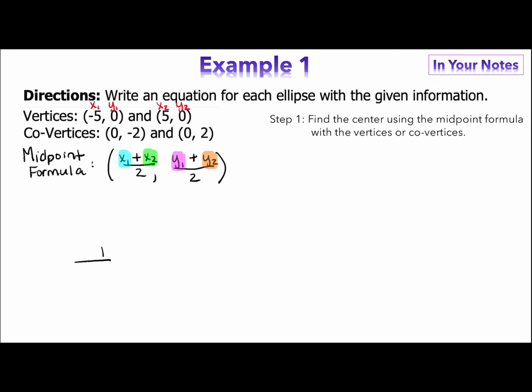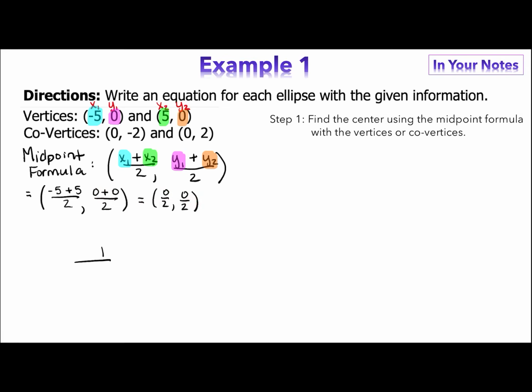We're going to replace the x1 and x2, the y1 and the y2 with numbers. Those numbers are going to come from either the vertices or the co-vertices. I always choose the first one. It does not matter. So this is my x1, my y1, my x2, and my y2. So x1 is -5, x2 is 5, y1 is 0, and y2 is 0. Just plug it in. So that's where I got -5 plus 5, because this became -5, this became 5. Y1 is 0, y2 is 0, and keep simplifying.